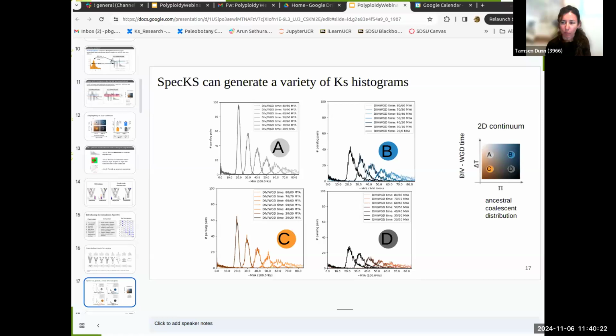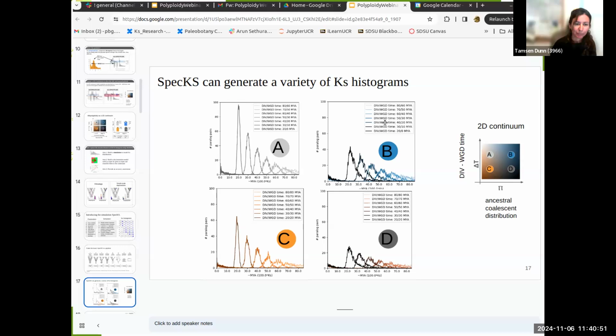So if I pick 4 points within that 2G continuum, you can see across the bottom here, as we increase ancestral diversity, those KS histograms get a much fatter tail. And what you're looking at here is the effects of stochasticity on the Kingman coalescent of the ancestral population that generated that original ortholog diversity.